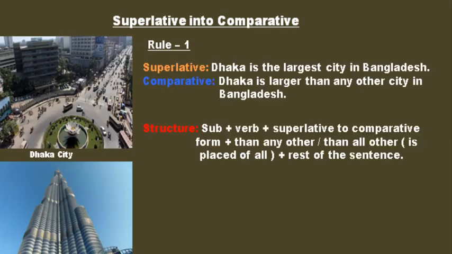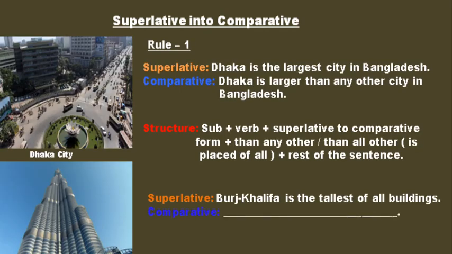Now, superlative into comparative. You can see the superlative: Dhaka is the largest city in Bangladesh. In the comparative degree, you have to use the comparative form, larger, and an extra word here. Largest is the superlative form, so you have to use the comparative form: large, larger, largest. So, larger, and you have to use than any other. Dhaka is larger than any other city in Bangladesh.